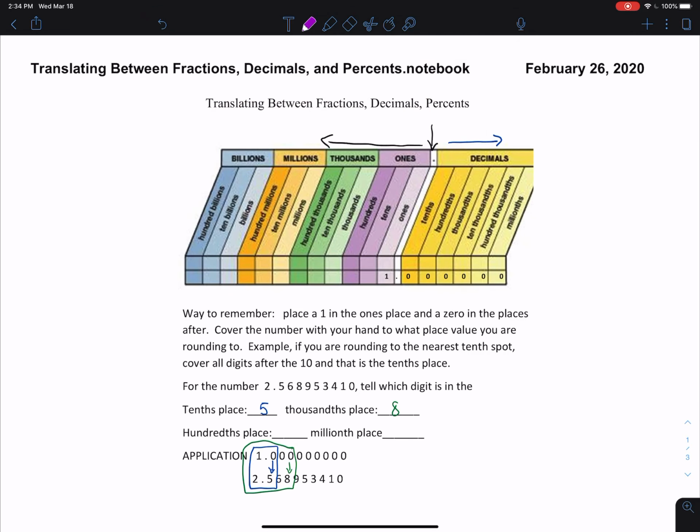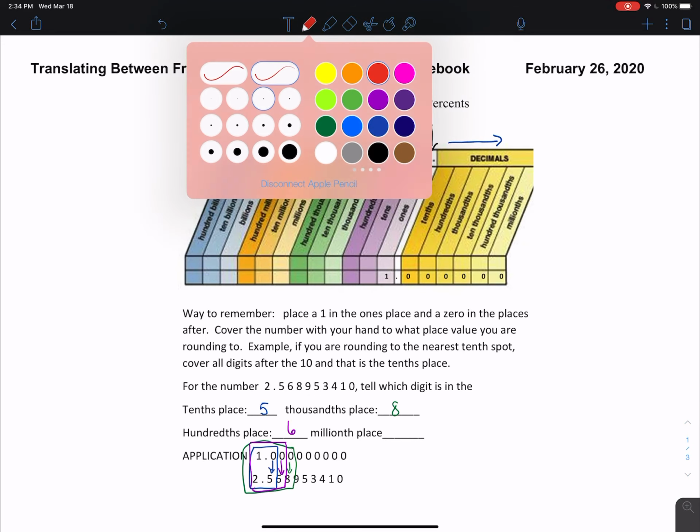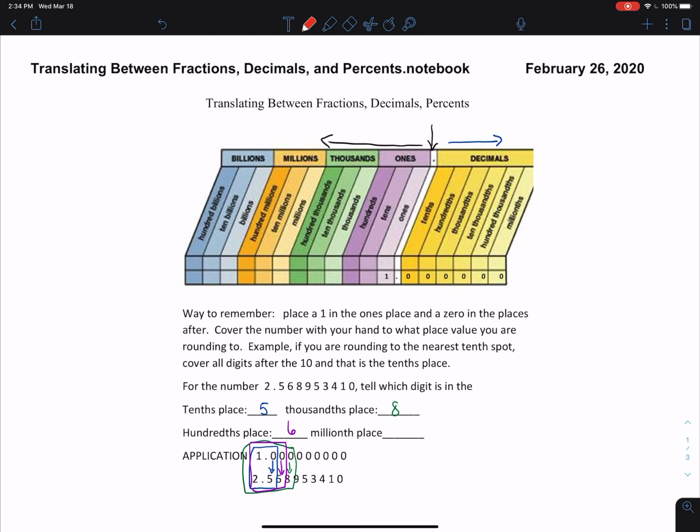If I'm looking for the hundredths place, that 0 lines up with the 6. And if I'm looking for the millionths place, I have tens, hundreds, thousands, 10,000s, 100,000s, and then the millionths place.